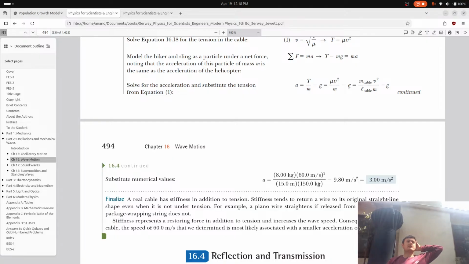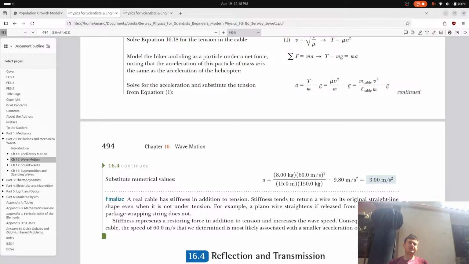So let me just restate the problem. This guy gets picked up by a helicopter and he notices that, given that he knows the length of the cable that he's being held from, if he flicks his wrist and sends transverse waves up to the helicopter and he is able to determine the time that it takes, then he knows the wave speed.